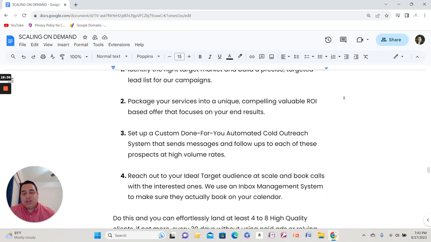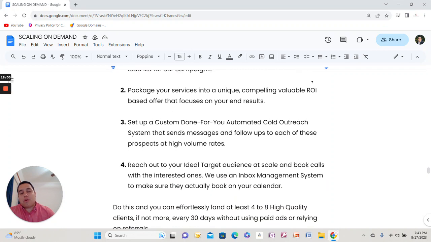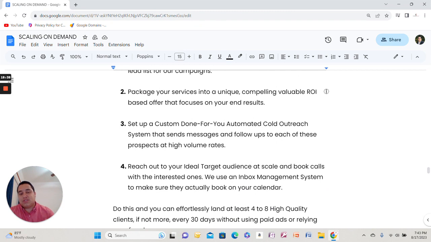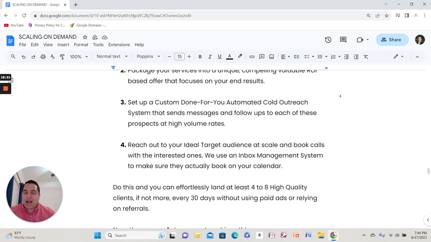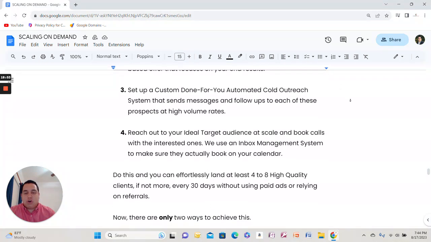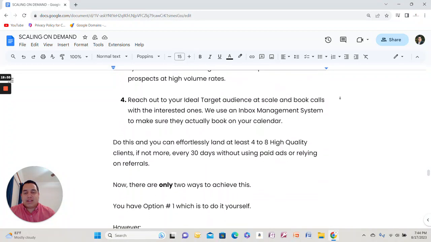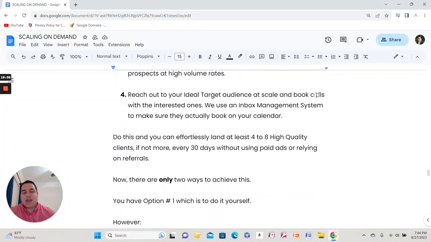We set up a done-for-you automated cold outreach system that sends messages and follow-ups to each of these prospects at high volume rates. We reach out to these people at scale and book calls with the interested ones. And we use our inbox management system to make sure they actually book on your calendar. So we do all this, and like I said, you can effortlessly land at least 4 to 8 high quality clients, if not more, every 30 days. And the best part is that we're not using paid ads or relying on referrals.